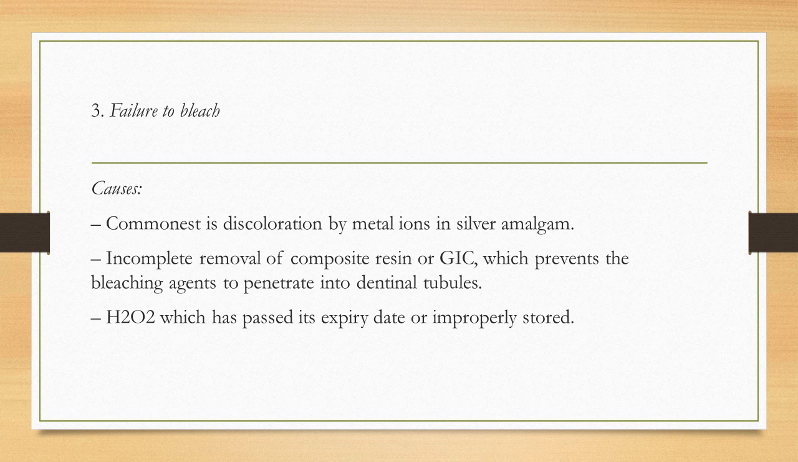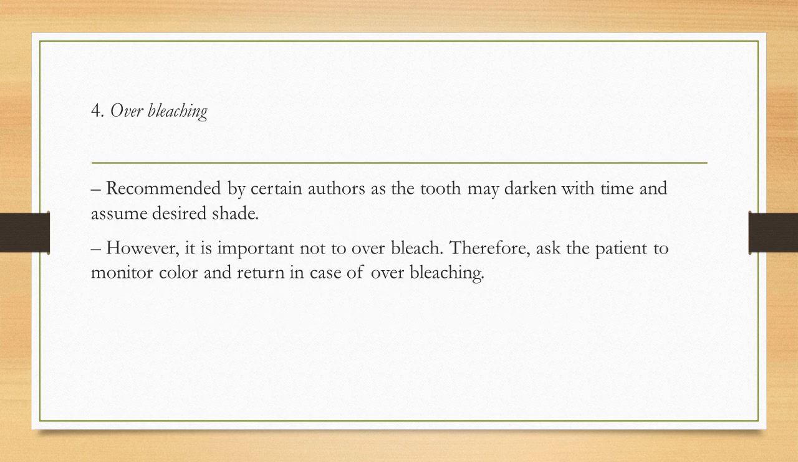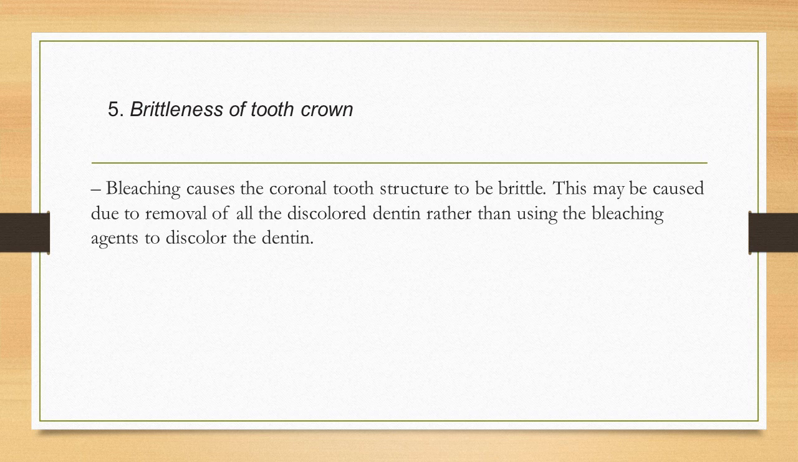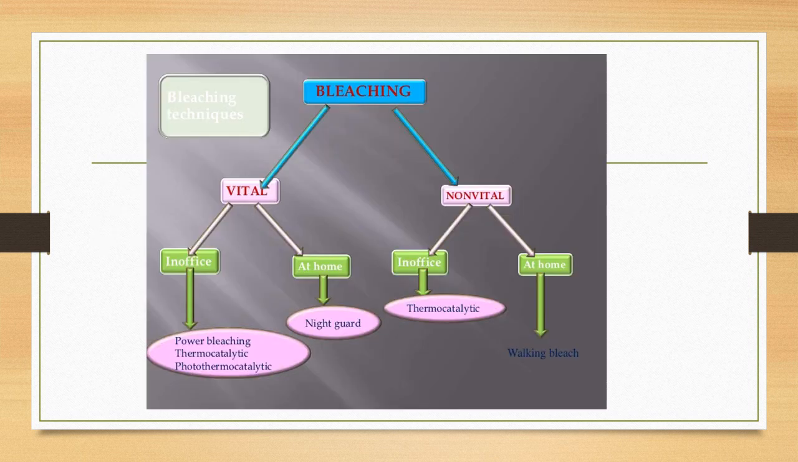Remember, if the hydrogen peroxide used for bleaching was expired, it will not work. Always use fresh hydrogen peroxide. Over-bleaching happens sometimes, and sometimes after bleaching, the tooth may get darker. So it's very important not to over-bleach. Try to monitor the color. Brittleness of the tooth can also occur, because bleaching will weaken the tooth structure.